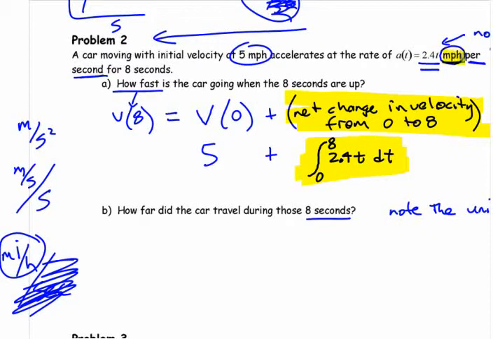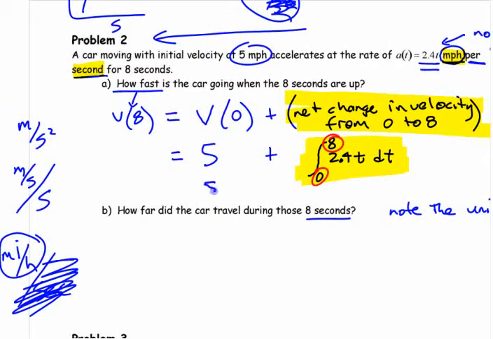This thing says miles per hour per second, so we can put seconds right here. If it's miles per hour per second, this is okay if these are seconds. Down here, it's not going to be okay. Okay? So let's figure out what that is.